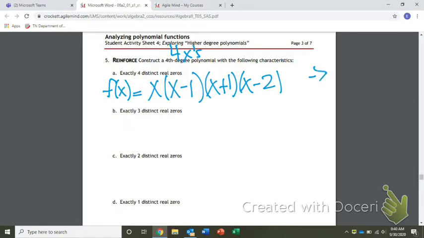sorry, I messed my arrows up, boys. The boys talk about my arrows.